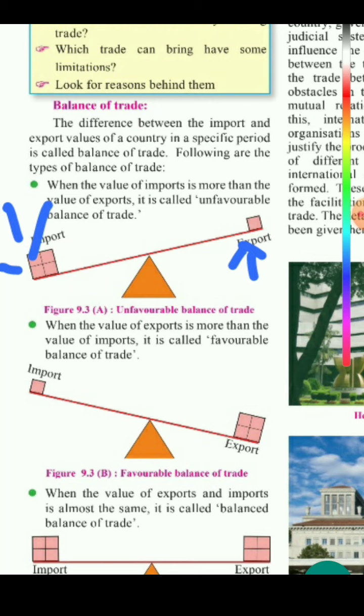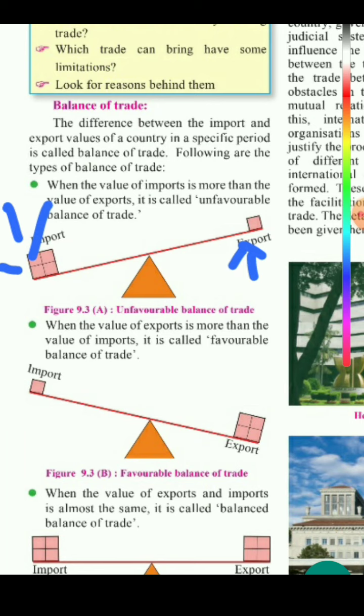You are importing more, that means your country is spending more amount for buying that thing. On the other hand, when your export is less, you earn less from your export. So the money coming into your country is less, but the money going out of your country is more. Am I right? When you import something, you are paying the money from your treasury. When you are exporting something, your treasury is filled with the money. But here, when you are importing more, the treasury will be empty, and when you are exporting less, your treasury will go on becoming lesser and emptier. So this is called unfavorable balance of trade.